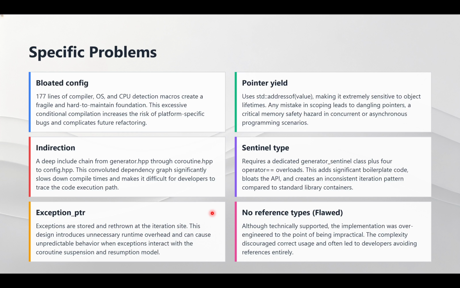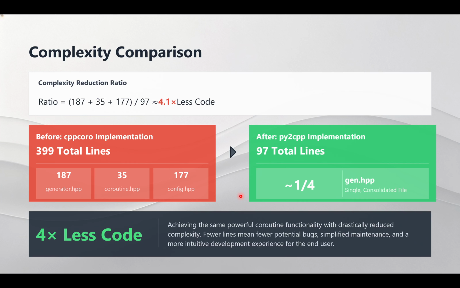That is wild. And the source actually breaks this down mathematically, right? Which just perfectly illustrates the grandfather clock analogy from earlier. Yeah, the numbers are pretty damning. It says the legacy CPP Coro generator required 187 lines for the core logic, an additional 35 lines for coroutine support, and then those 177 lines of configuration infrastructure. That totals nearly 400 lines of code. Yep. But the replacement solution, presented by Lux036, accomplishes the exact same task in just 97 lines. It's incredible. The old standard was mathematically about 4.1 times more complex than it needed to be. That is a massive bloat factor.